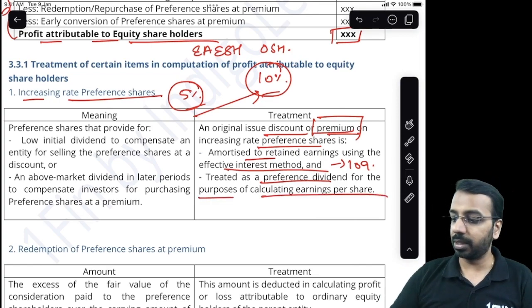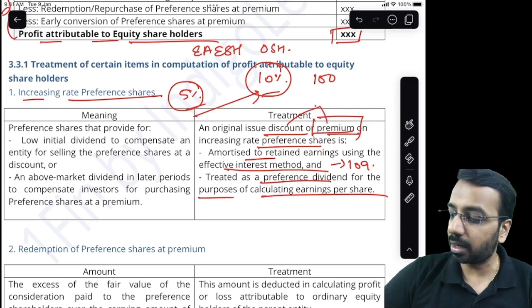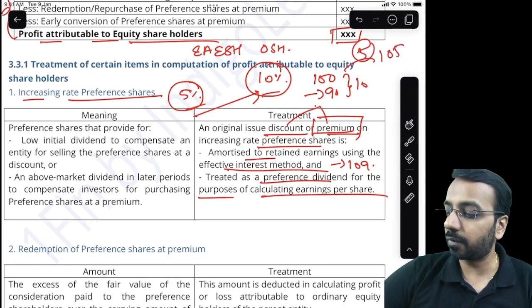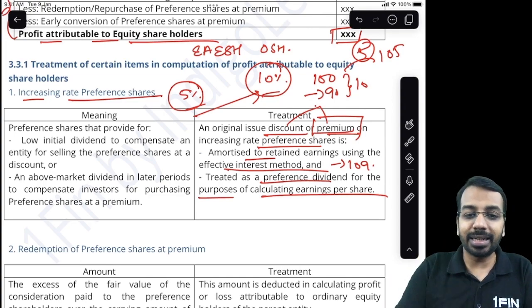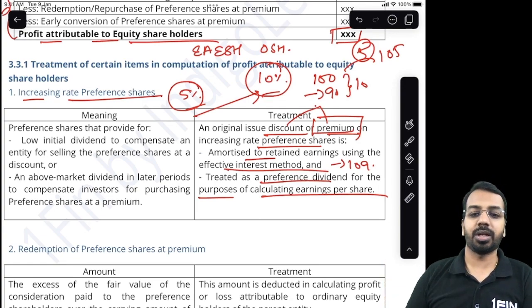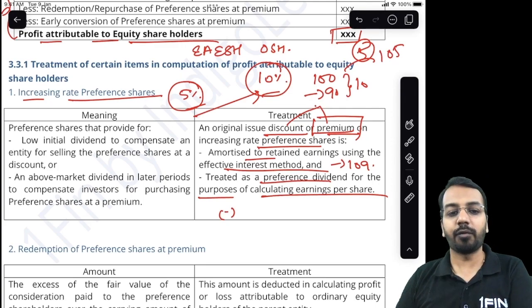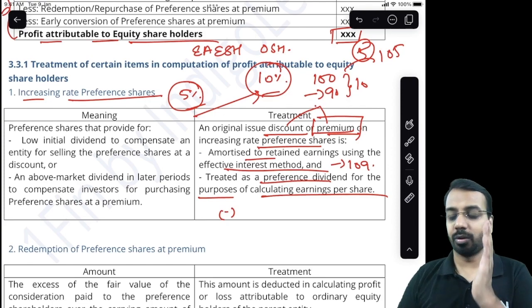So basically what it means is, whatever the discount or premium is, let us say I am issuing 100 rupees preference shares at 90, this particular discount, or I redeem them at 105, this particular 5 of premium, that will be amortized and treated as preference dividend for the purpose of calculating earnings per share. So I will reduce that from my profit to calculate the earnings, right?